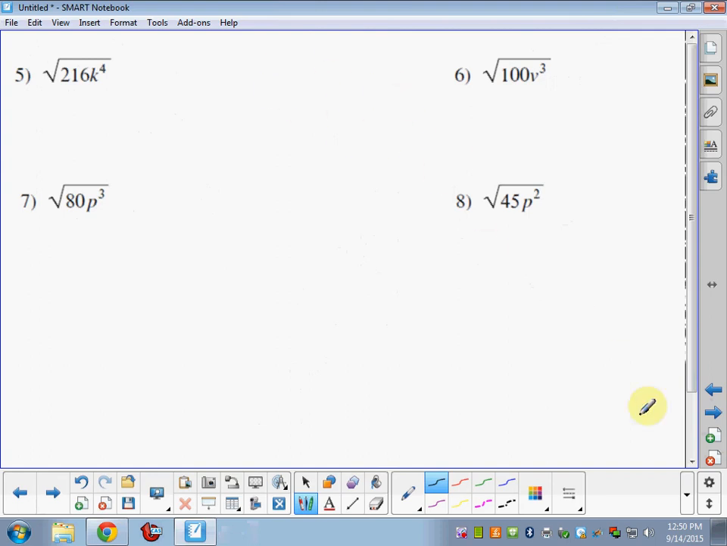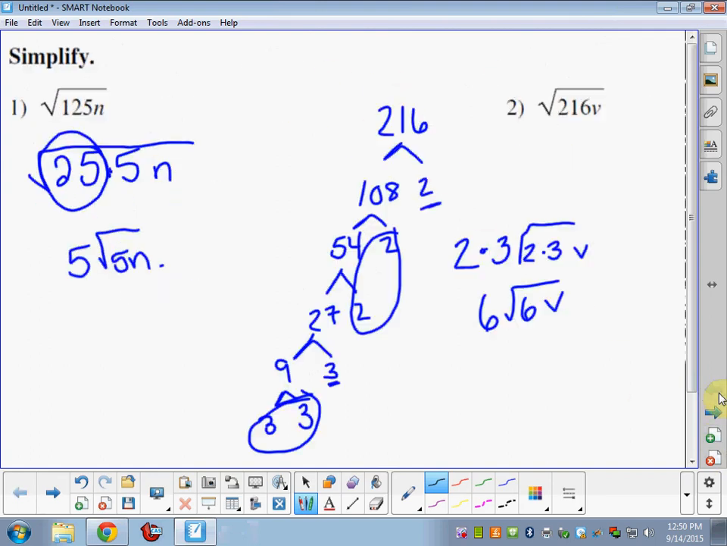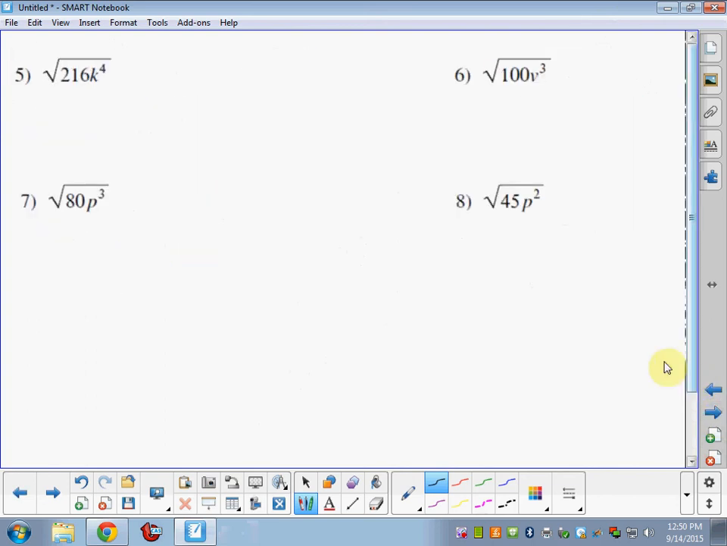So now that we have that going, 216, I believe we can just go back up here. We already did the work for it, so let's not waste our time. So that's going to be 6 root 6. And now we can focus on that k to the 4th. So 6 root 6.